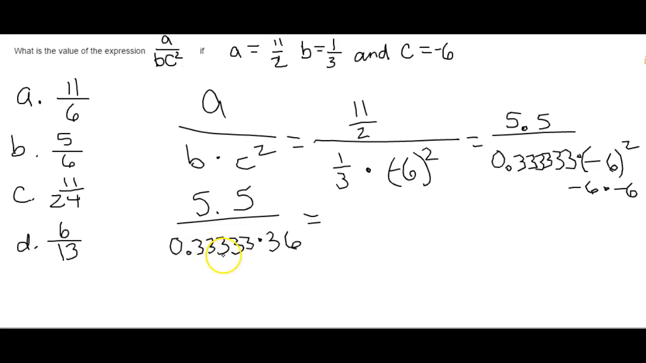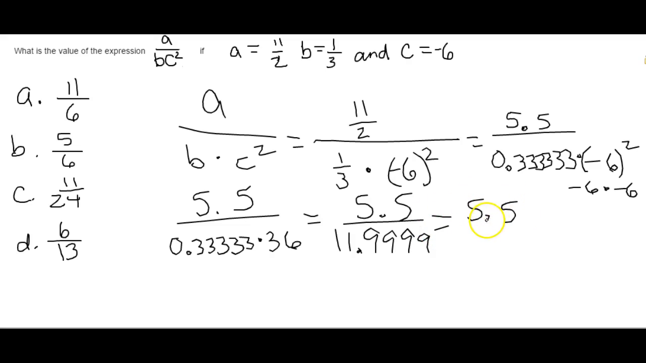Now we can multiply the 0.33333 times 36. When we do that, we get 11.99999. Since we are using the decimals, sometimes we get kind of weird answers. But this is going to round up to be 12. There are so many 9s, we might as well just make it a 12. And then you can do 5.5 divided by 12, which is 0.4583, and the 3 just keeps repeating. So we have this decimal answer.